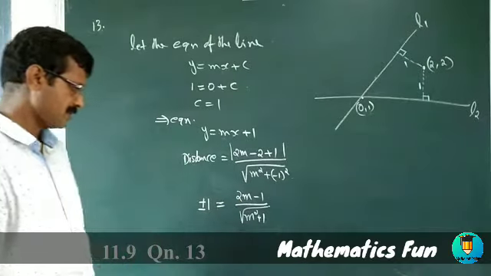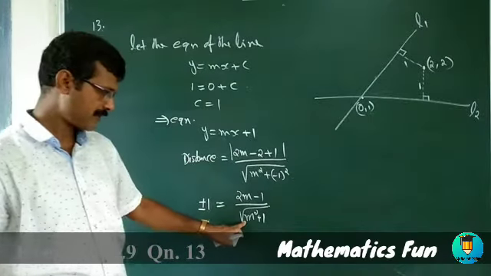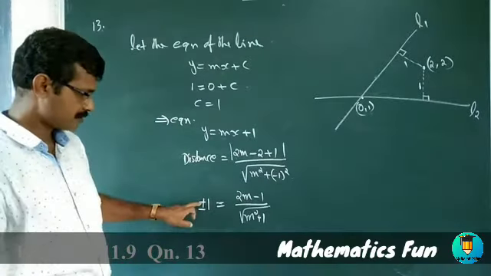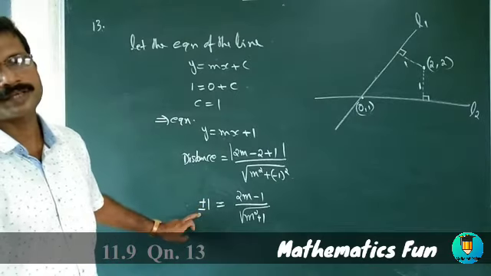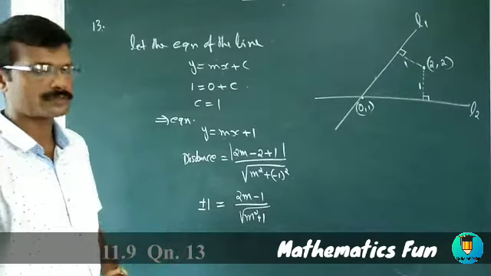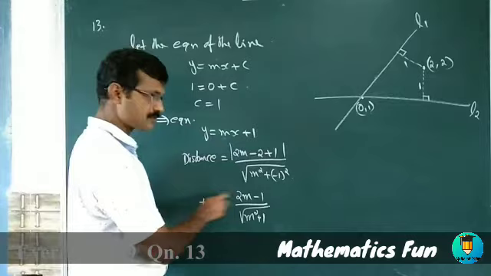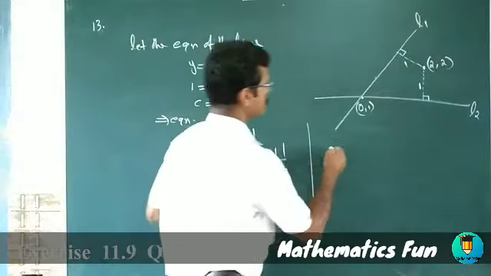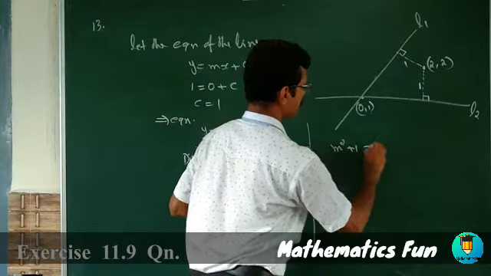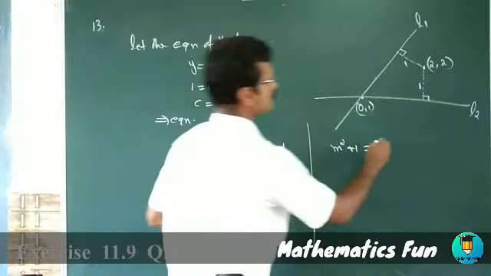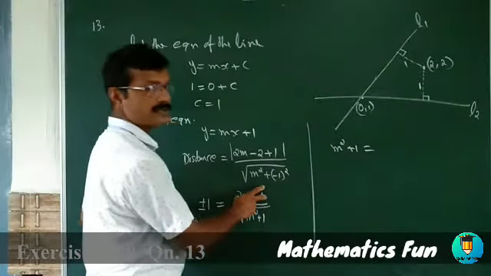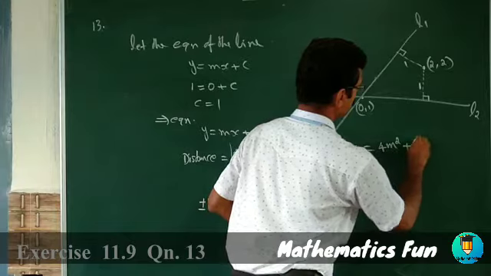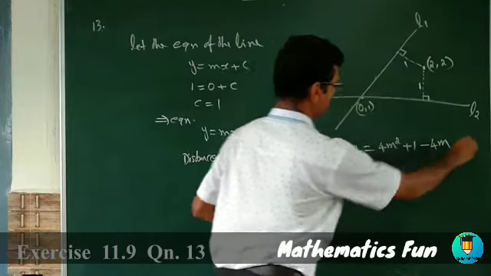M square plus 1. Now to remove this square root, I just square on both the sides. If I square on both the sides, the square of plus will be plus, square of minus will be plus, so ultimately it will become plus only. I am squaring both the sides and doing cross multiplication, so ultimately it will be m square plus 1 is equal to, it's a square, a minus b whole square, so 4m square plus 1 minus 4m.